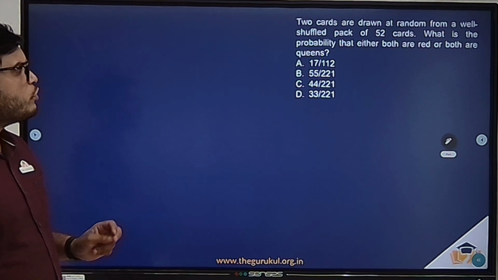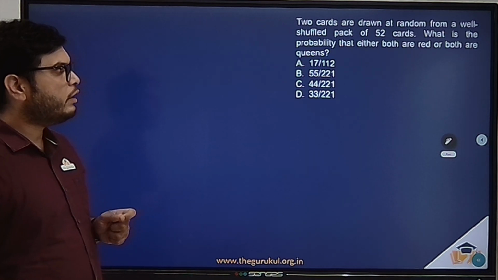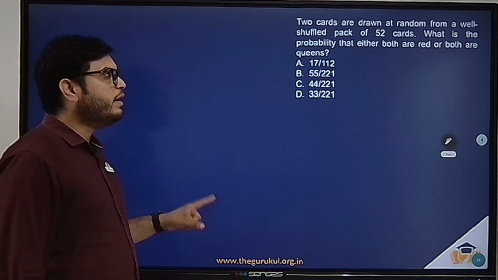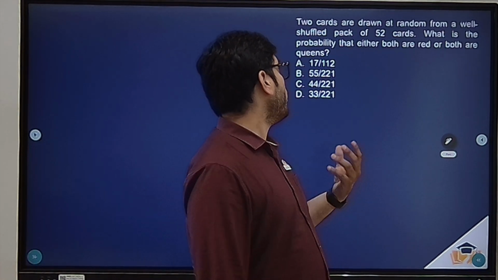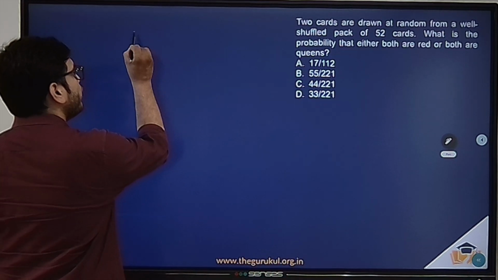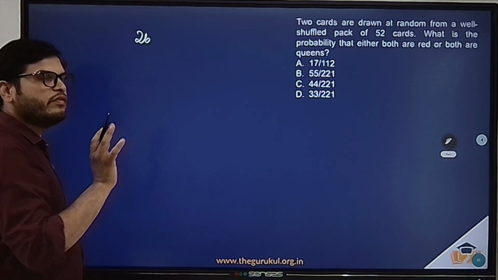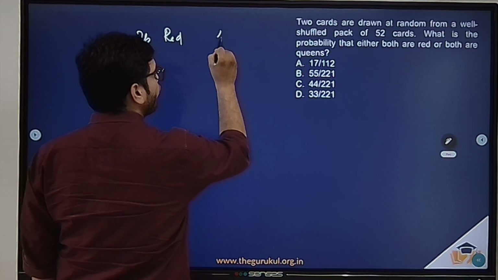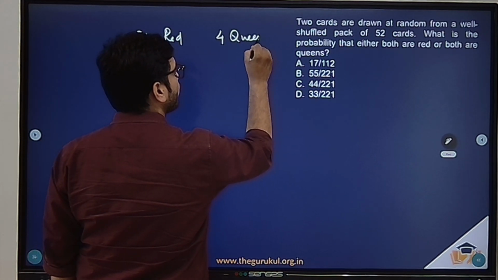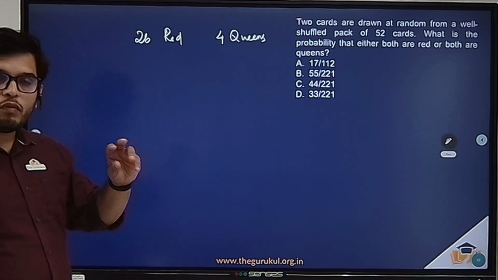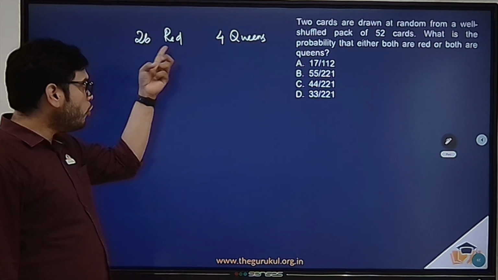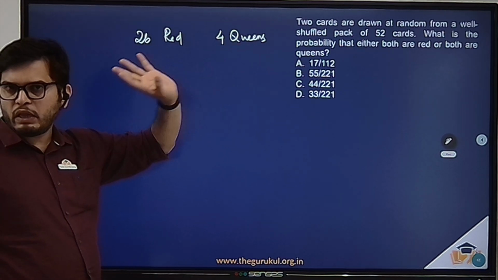Now coming to the fifth question. 2 cards are drawn at random from a well shuffled pack of 52 cards. What is the probability that either both are red or both are queens? Now we know that there are 26 red cards and there are 4 queens. Now we need to pick 2 cards, and those 2 must be both red or both queens.